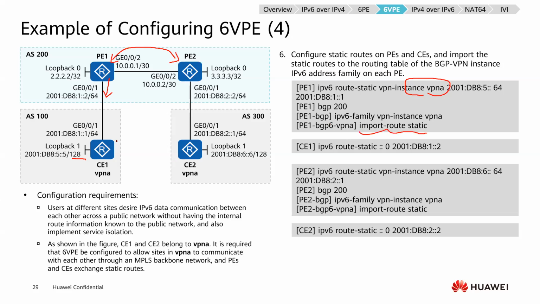And for the CE, you can just use IGP, BGP4+, or a basic IPv6 static route to the destination. You can just use the default route, because the CE, as usual, doesn't know the destination and how to connect to the PE. As usual, we will use the default route as the egress. The configuration for PE2 and CE2 is the same.